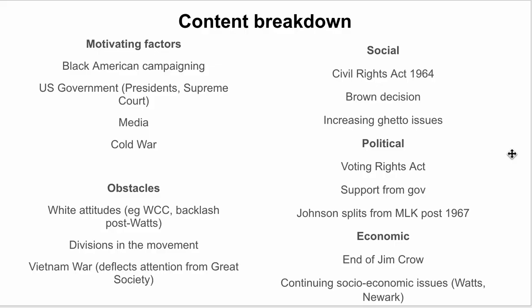Martin Luther King could be a paragraph. Malcolm X could be a paragraph. SNCC and CORE could be a paragraph. Or you could talk about the movement as a whole. Then we've got the US government.